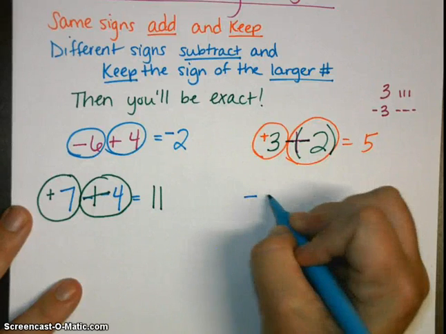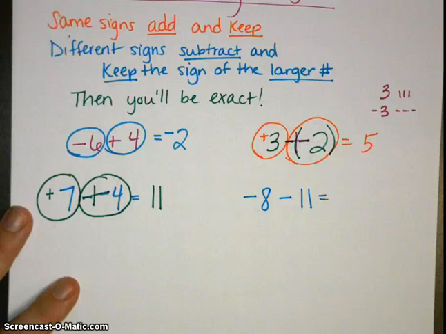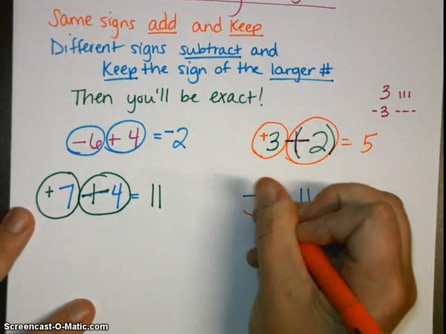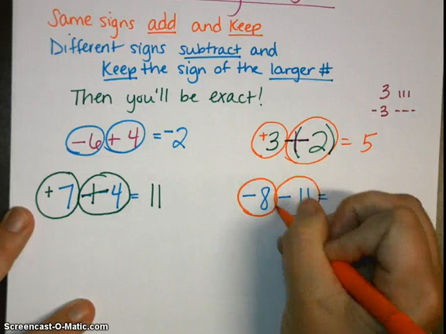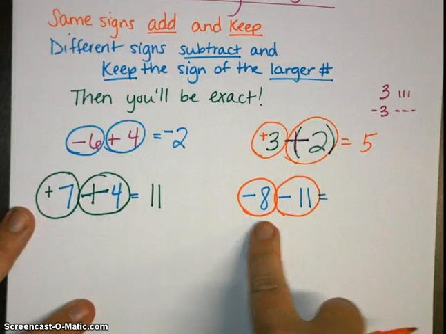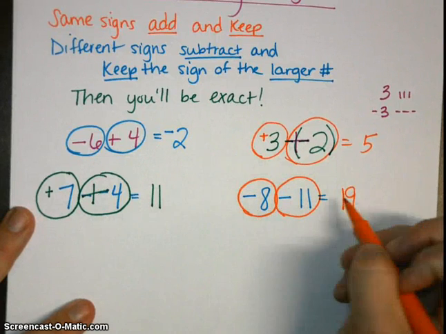Let's look at -8 minus 11. Again, I circle the signs in front of the number. So that's a -8 and a -11. Same signs, so I'm going to add. 8 plus 11 is 19. And keep the sign, which is negative.